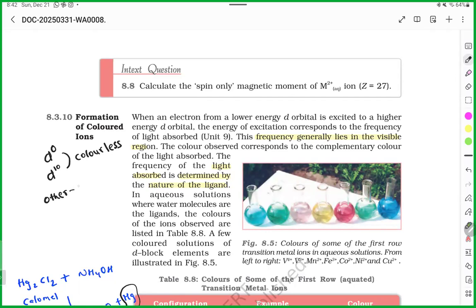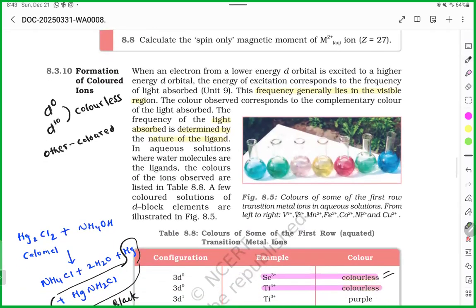Understood? Any other thing will be colored. Any doubt, Samarth? No, sir. Sarah? No, sir. No need to read anything else.